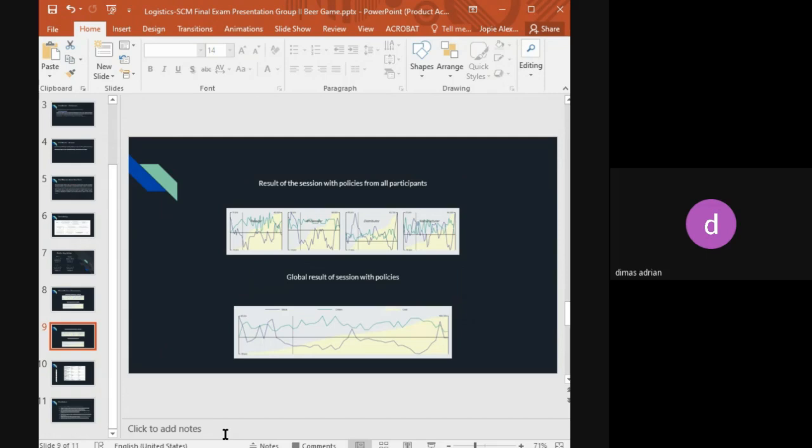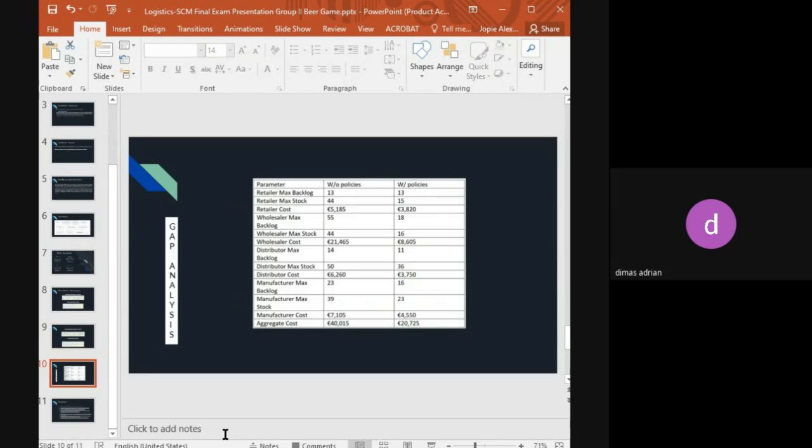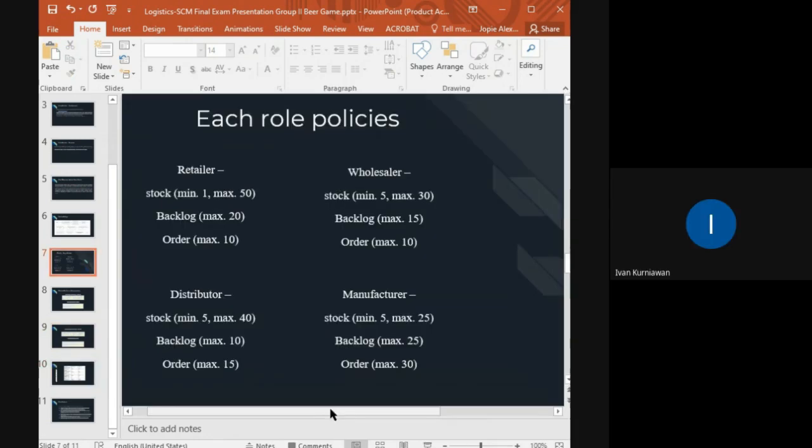I think that's all from our group. My first question: can backlog be maintained? Because you put over here maximum 20, maximum 15, or actually does backlog happen automatically? If, for example, we have already 15 backlogs, we try to avoid, for example with the retailer, we have maximum 20 backlogs. We try to avoid reaching above 20 like that.